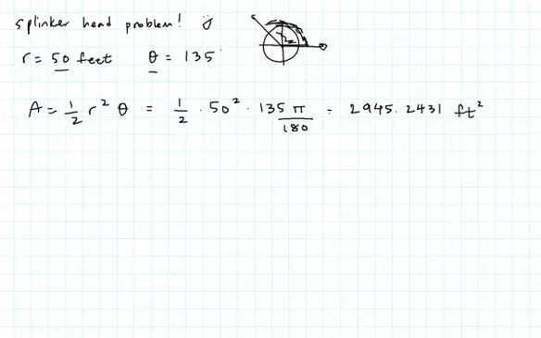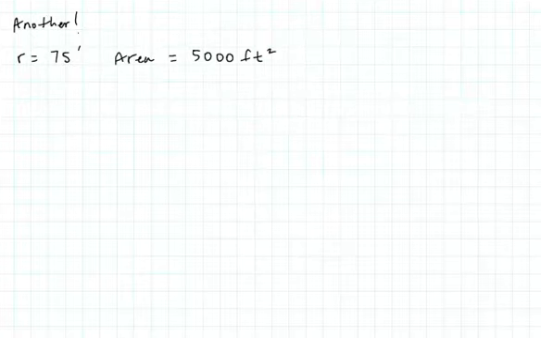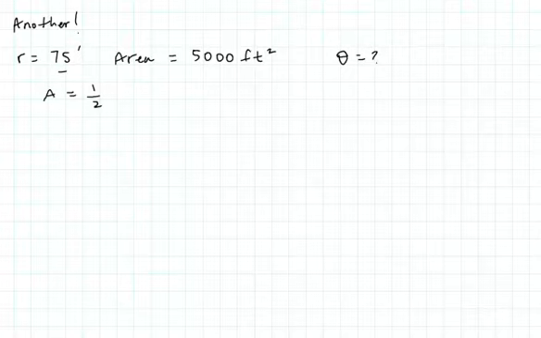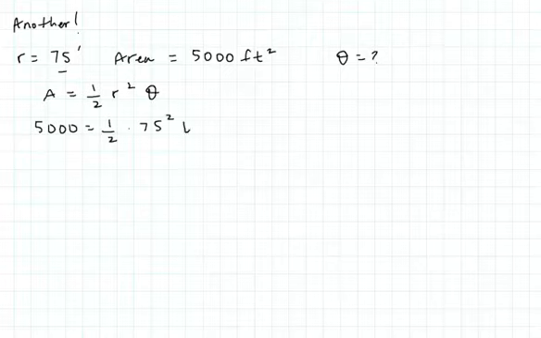Another one I like with the sprinkler head is we want to have a radius of 75 feet, and I'm wanting to know what the angle is this time. So I'll take my formula and create more of an algebra problem. So 5,000 will go here. And I want that theta turned back into degrees. I'm going to take this 2 and cross multiply it over. That'll give me 10,000.